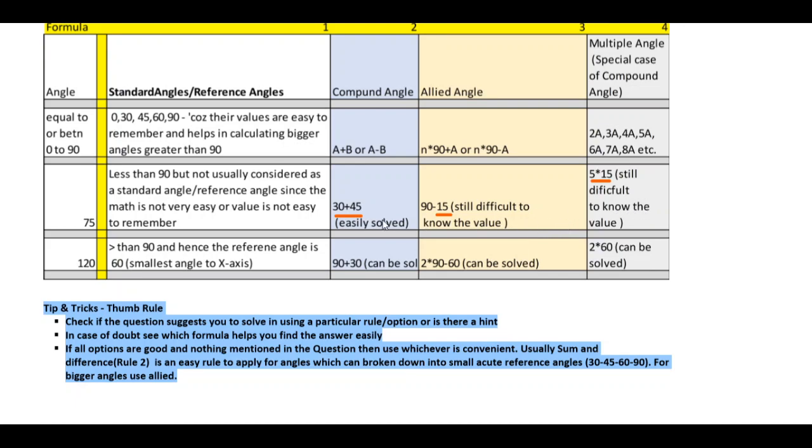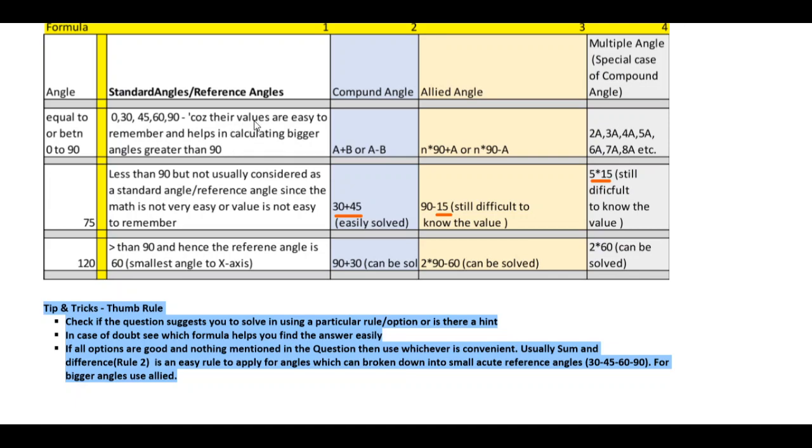So in such cases, you know that compound angle works well because you can easily break it down and apply the formula, and you know the value of 30 and 45, and you can easily apply that. So that's kind of a hint on when you should apply what. Similarly, normally when the angle is bigger, then the reference angles cannot come in play because it's very hard to calculate for you.